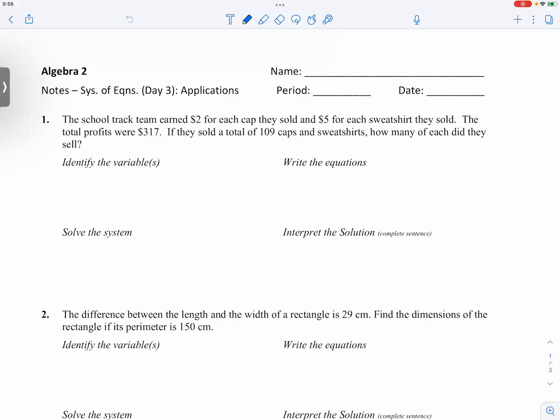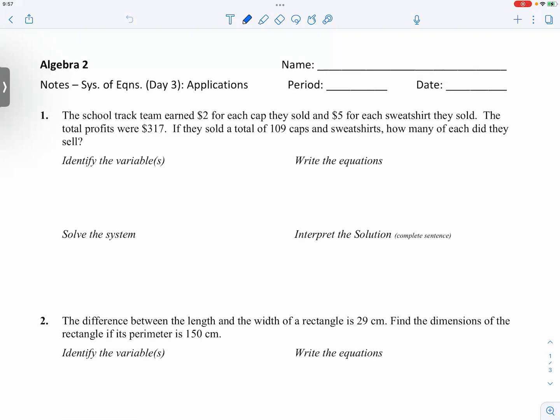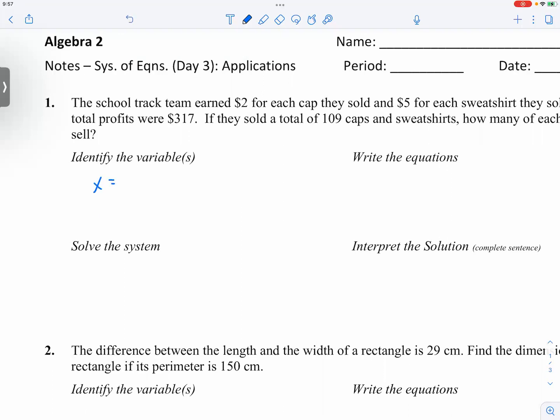When you look at number 1 right here, if you read the question, we have some information that's given. They gave you the profit for the caps they sold, for the sweatshirts they sold. They told you the total profit. They told you the total number of caps and sweatshirts together. So in order to find out the numbers, we have to use some variables.